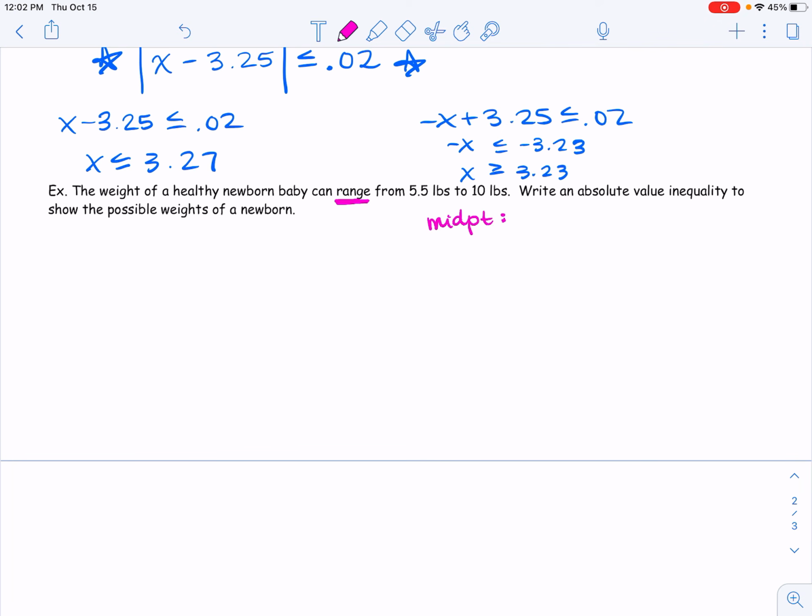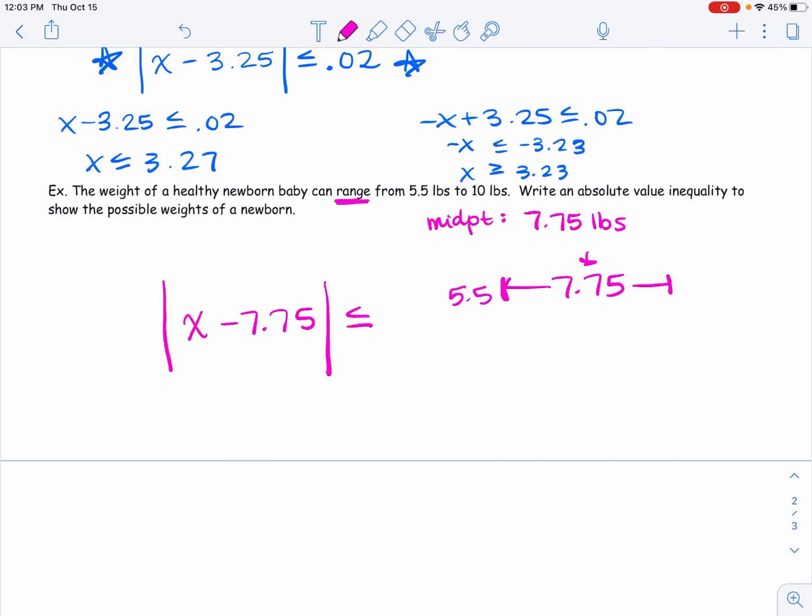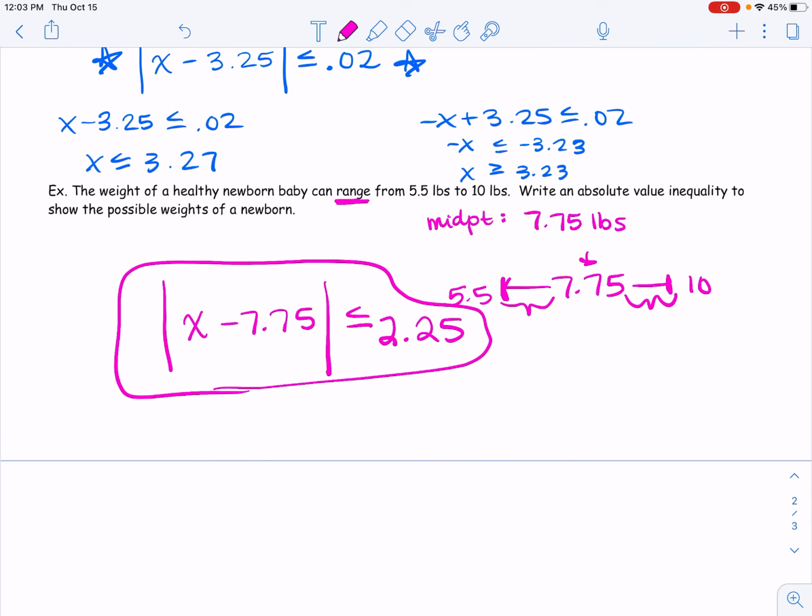So the midpoint between 5.5 and 10 is 7.75 pounds, okay? Hopefully you know how to find midpoint. Add and then divide by the number of things that you're adding. For midpoint, it would be 2, obviously. So following that suit, we would have the absolute value of the actual weight minus 7.75, which is our midpoint, and that's going to be less than or equal to, what's the variance? If 7.75 is our middle, we can go to 5.5, and then we can go up to 10. So what's that variance on either side? It's 2.25 pounds. So this would be our equation, okay?